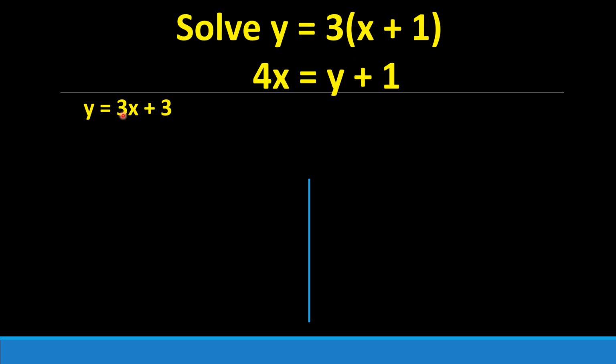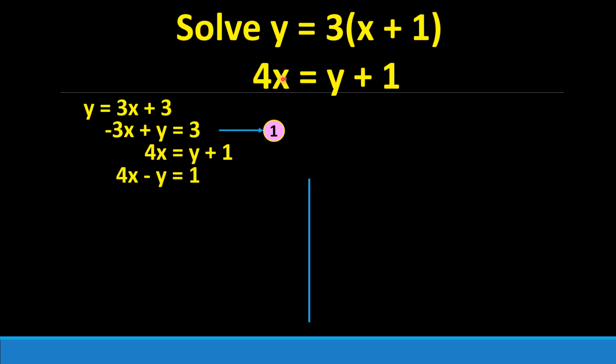Let us take this 3x to this side. So that minus 3x plus y is equal to 3. That is our first equation. Now the second equation. 4x is equal to y plus 1. This y can be taken to this side. So the equation will be 4x minus y is equal to 1. That is our second equation.